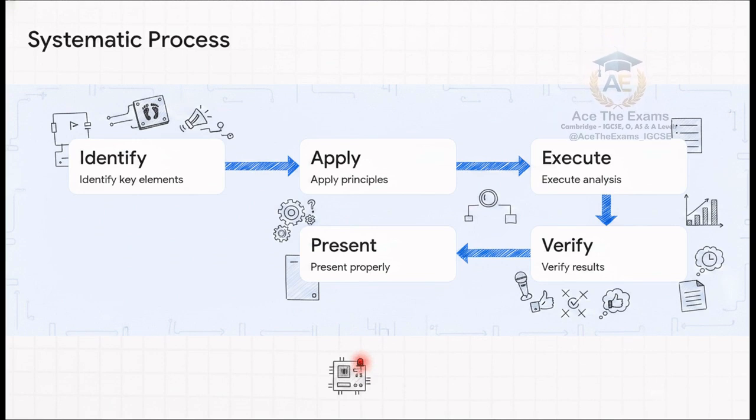Step 1, identify your key elements. In this scenario, we have a pressure sensor, an analog to digital converter, a microprocessor, and an alarm actuator. Step 2, apply principles. We know the sensor reads continuous physical weight on a floor pad. Step 3, execute your analysis using the PEEL framework. Make your point, provide the evidence of the weight threshold, explain the microprocessor comparison process, and link it directly to the alarm triggering. Step 4, verify.